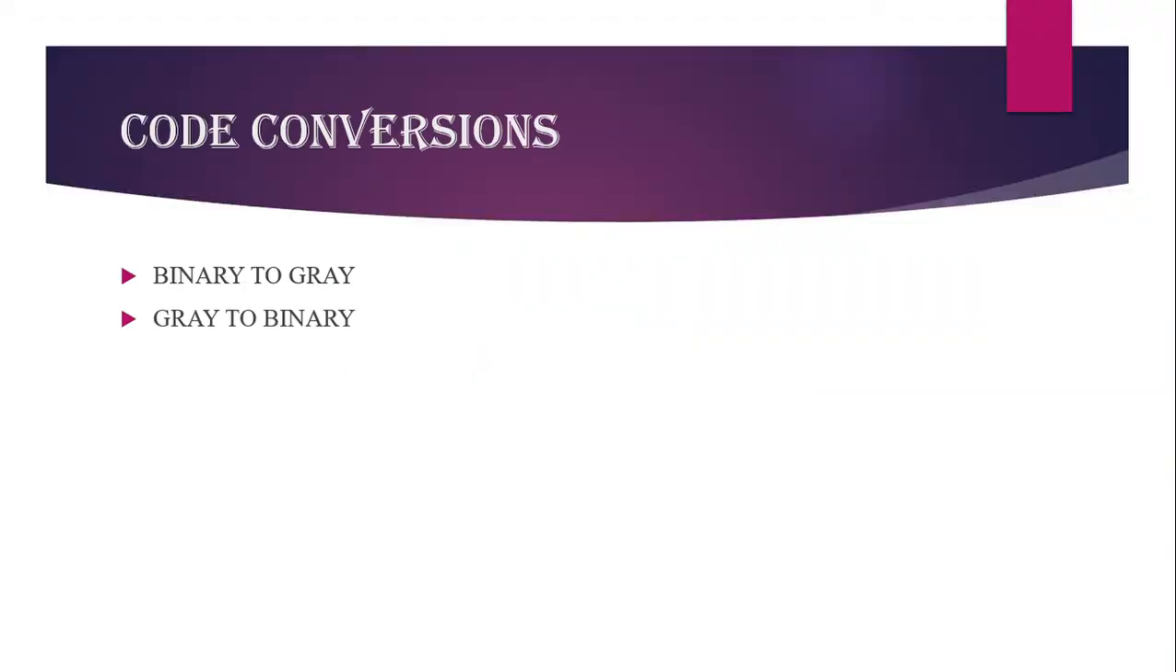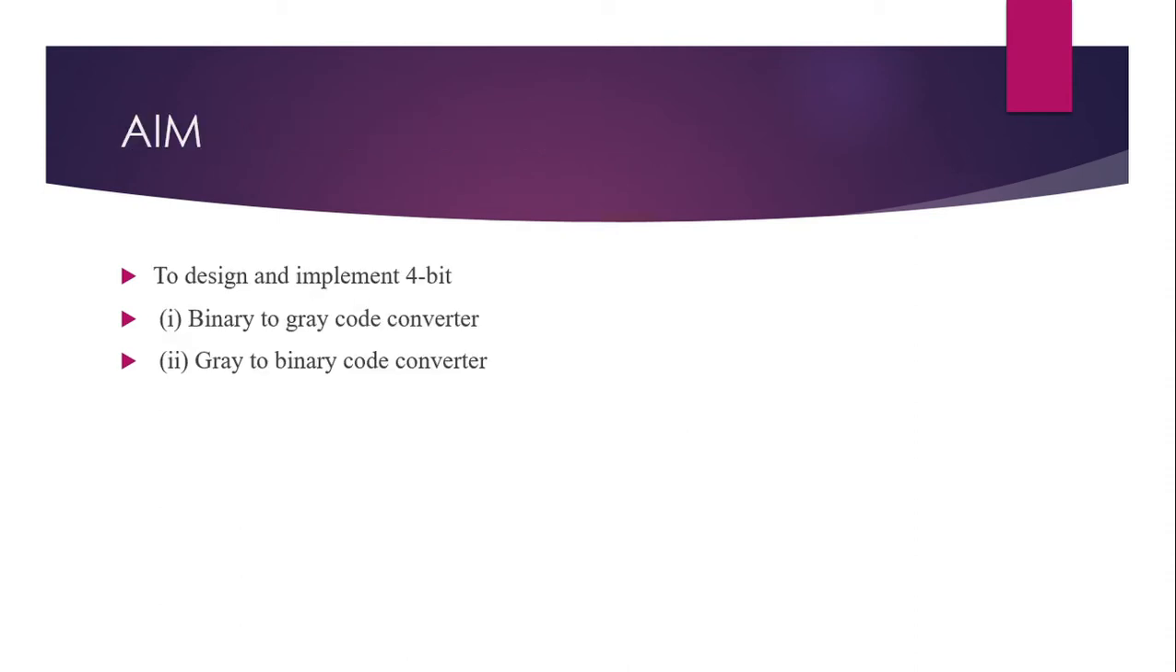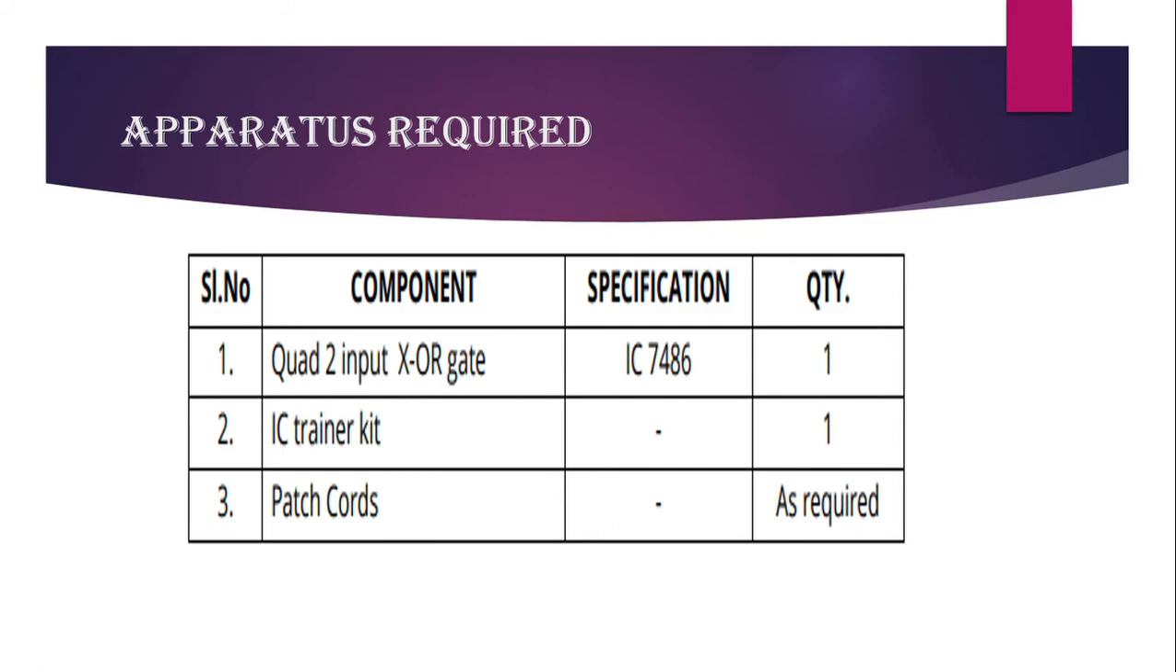Subtractor. Now we'll see about code conversions, binary to gray, gray to binary. The aim is to design and implement 4-bit binary to gray code converter and gray to binary code converter. Apparatus required is 2-input XOR gate, IC trainer kit and patch cords.